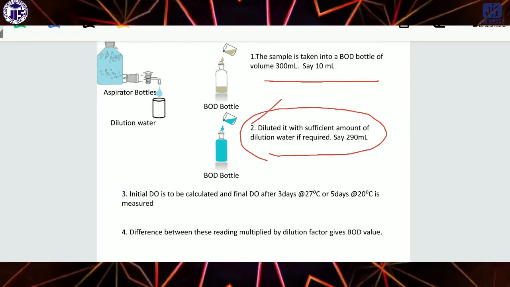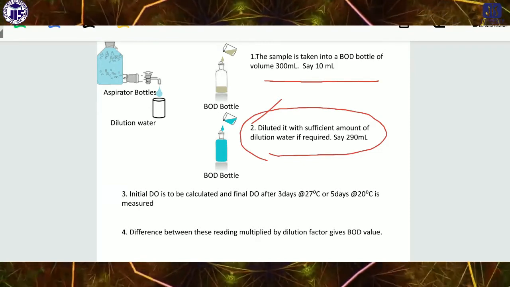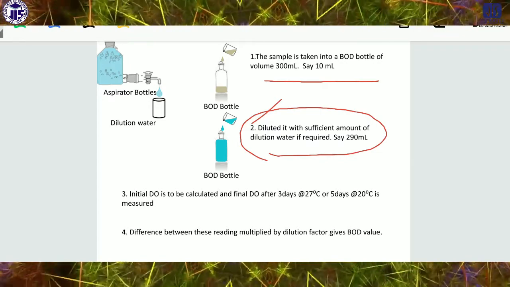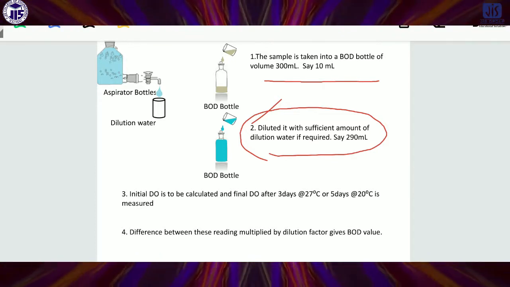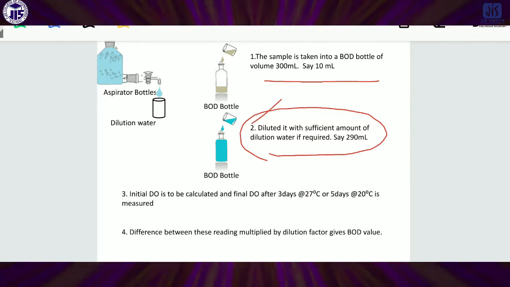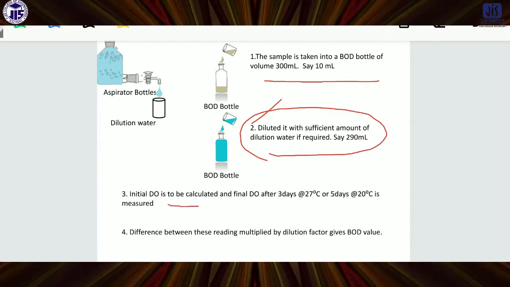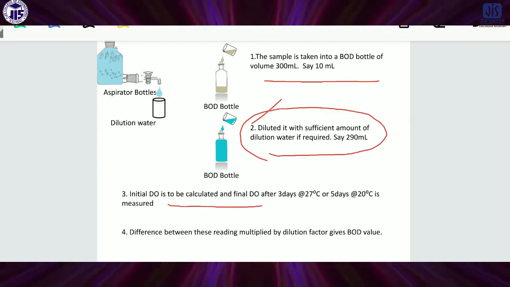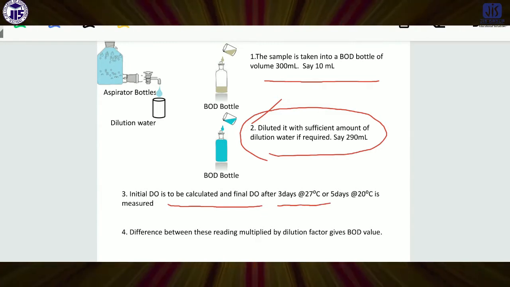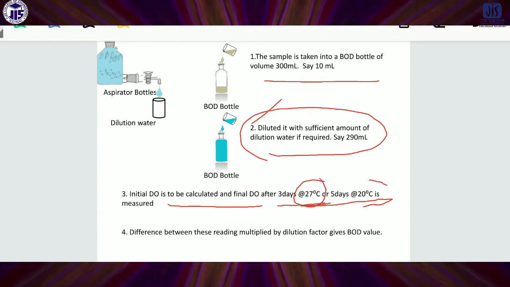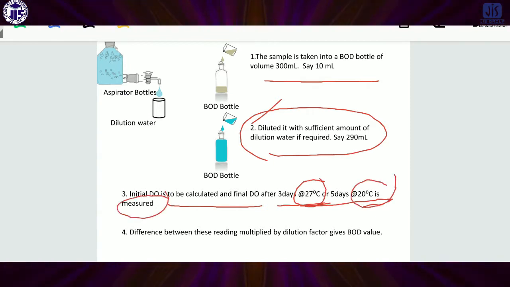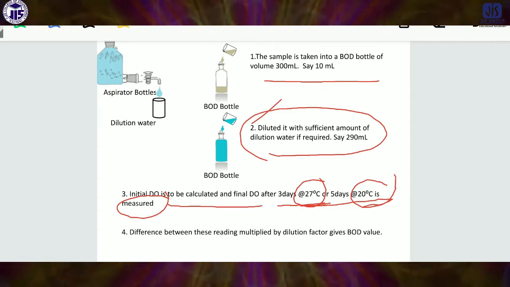So what happens? First of all, we take the sample in a bottle, suppose 300 ml, then dilute with a sufficient amount of water if required. Then the initial DO is to be calculated, and the final DO after 3 days at 27 degrees C, or after 5 days at 20 degrees C, will be measured. This is the simple case. Then the difference between these readings multiplied by the dilution factor gives the BOD value.